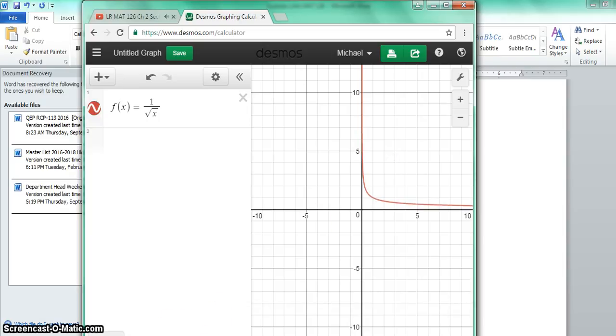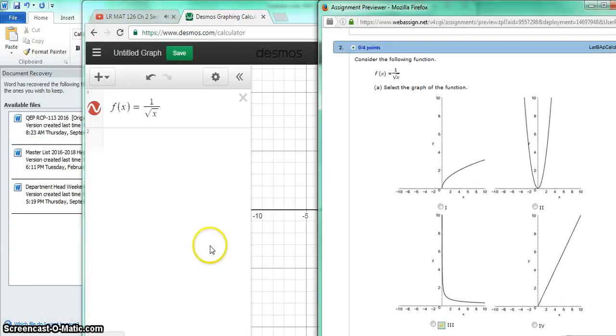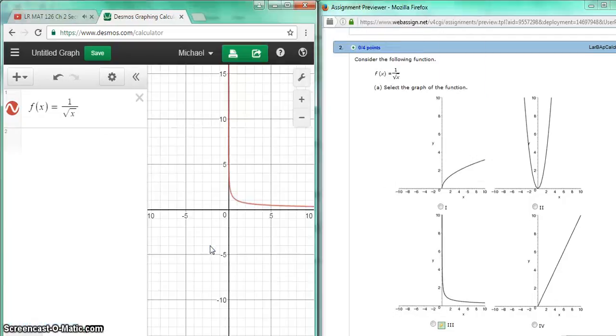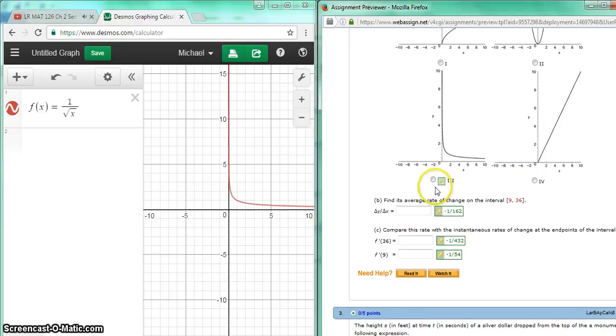So that's an easy matchup. So it looks like this one. And then it says find the average rate of change. So this is an x value. It's not a point. So these are from 9 to 36. What's the average rate of change over this interval?